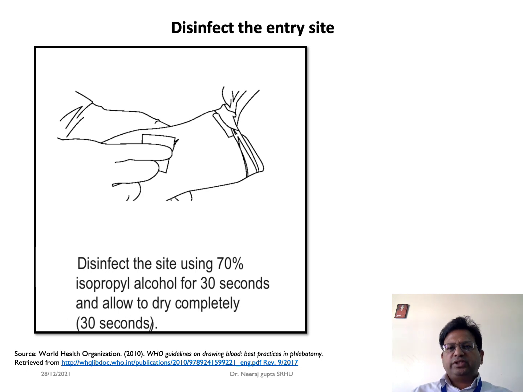Now let's see how to disinfect the entry site. Clean the site with a 70% alcohol swab for 30 seconds and allow it to dry completely, for almost 30 seconds. Apply firm but gentle pressure. Start from the center of the venipuncture site and work downwards and outwards to cover an area of 2 cm or more. Allow the area to dry.